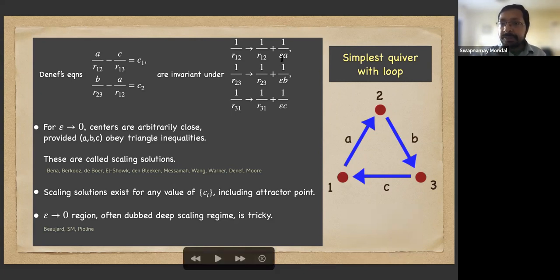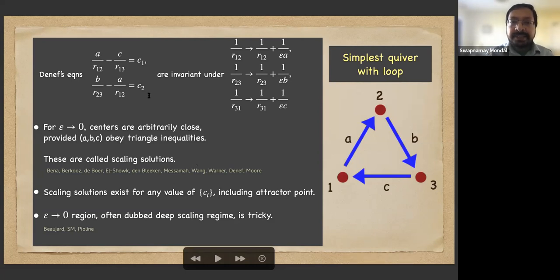In particular, you can take epsilon to be very, very small. When you take epsilon to be very small, then 1 over R12 goes like 1 over epsilon, that is, R goes like epsilon. That is, all the nodes are very close to each other. So R12 will go like epsilon times A, R23 like epsilon times B, and R31 like epsilon times C. In order for it to be a physical configuration, they must form a triangle, which means A, B, C must obey triangle inequalities, which is a condition on charges. These are called scaling solutions because there is a free scaling direction, and they're the topic of our talk.